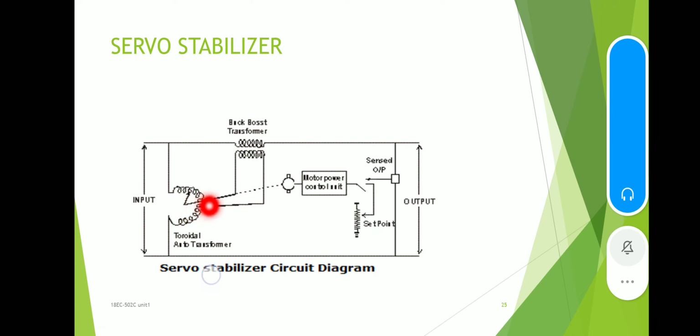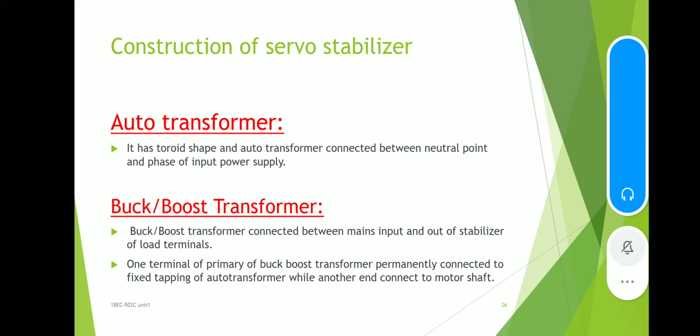The auto transformer has a toroid shape. See, the input is connected between the neutral point and the phase of the input power supply, whatever the mains supply may be. The buck boost transformer is connected between the mains input and the output of the stabilizer, the load terminals.